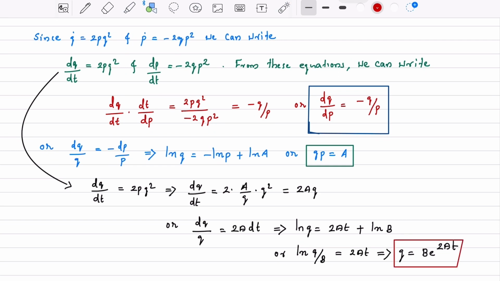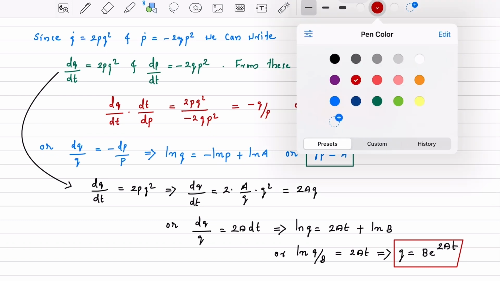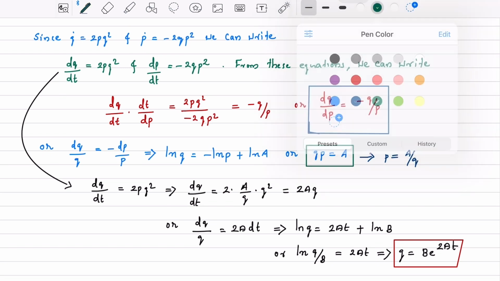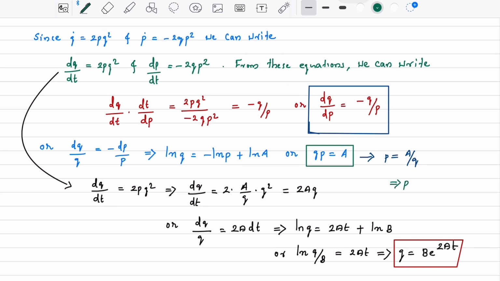Also we need an expression for p. For that use the equation qp equal to a. From that, what is p? p is equal to a by q, which is equal to a divided by b e raised to 2at, which is equal to a by b e raised to minus 2at.